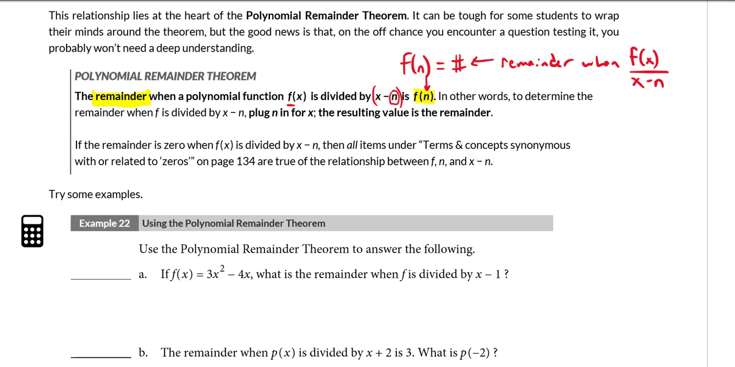Practically, what does that mean? It means that if we are ever asked for the remainder when some function is being divided by some factor, we just take whatever that n value is, plug it in for x into the function, and whatever value we get is the remainder.